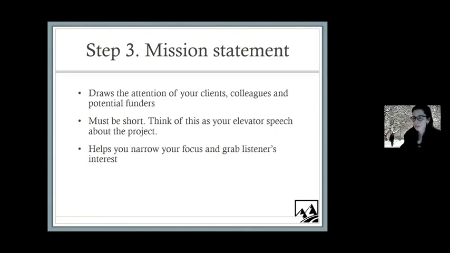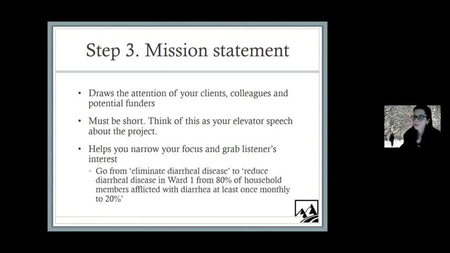It narrows the focus, and it should be precise. So you don't want to say something like, I want to eliminate diarrheal disease. Instead, you should say something much more concrete, like I want to reduce diarrheal disease in Ward 1 of the village from 80% of household members afflicted at least once monthly to 20%. That's my goal. And if I were hearing that, my next question would be, that's really interesting, how are you going to achieve that goal? That's a great goal. And that's partly because I'm really fascinated by diarrheal disease interventions.